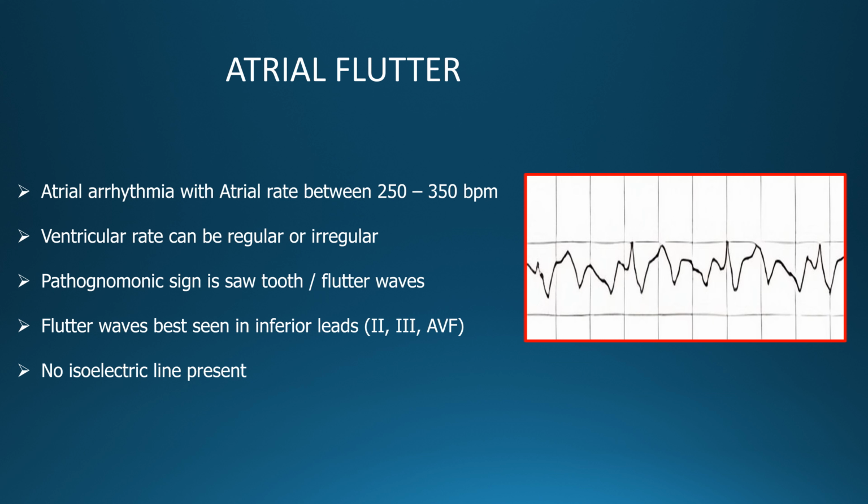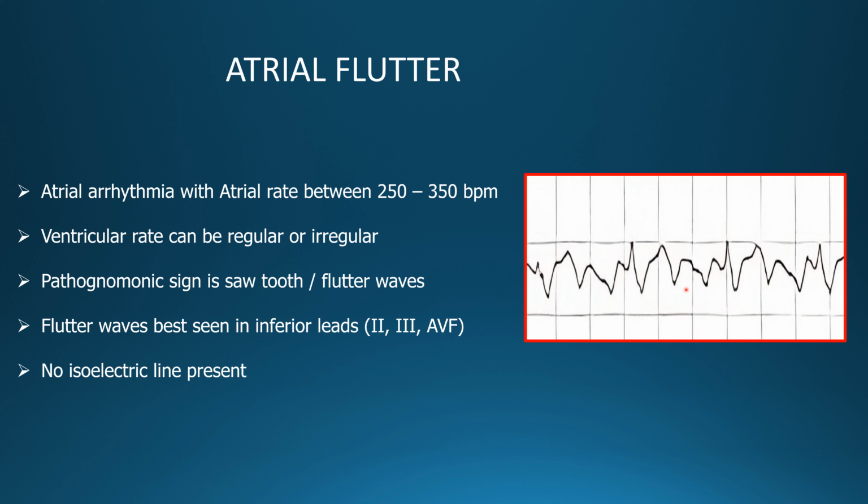So in summary, atrial flutter is an atrial arrhythmia with the atrial rate ranging between 250 beats per minute to 350 beats per minute. The ventricular rate can be regular or irregular. The pathognomonic sign for this tachyarrhythmia is the presence of sawtooth or flutter waves. These waves are best seen in the inferior leads and the lead V1.